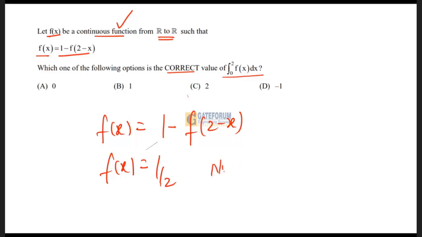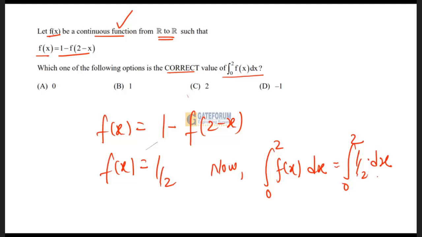Now integrating from 0 to 2 for this particular function f(x) dx, it is the integral from 0 to 2 of 1 by 2 dx. I can write it like x by 2, limit is 0 to 2, that is 1, right or not? So what is the correct answer? The correct answer is option B. Very easy question. I hope it is clear.